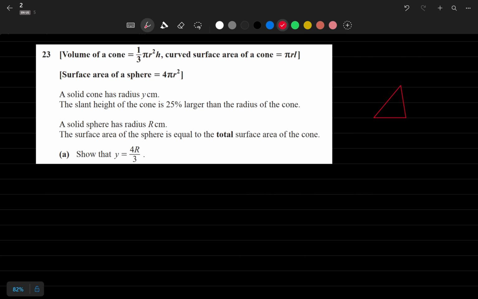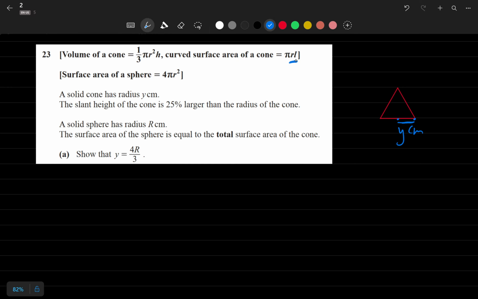Let's say this is a cone, and the length between these blue dots is equal to 3 centimeter, as a cone always has a circular base. So the radius of this cone is equal to 3 centimeter as given by the question. Oh, sorry, not 3, it is y centimeter. The slant height of the cone is 25% larger than the radius of the cone.